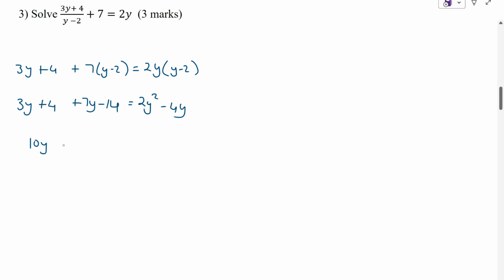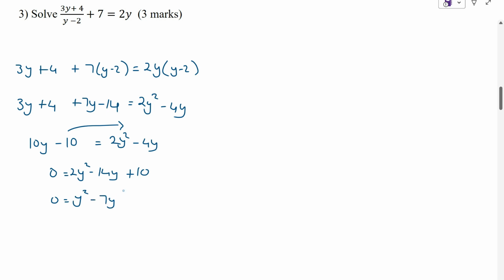Okay, that will be 10y minus 10 equals 2y squared minus 4y. Now, because we're solving for y, we want one side to equal 0. So let's take all of this over to the other side. So 0 equals 2y squared minus 4y minus 10y, which is minus 14y. And minus 10 becomes plus 10. These numbers are all divisible by 2. So let's go ahead and simplify, just so it's a bit easier to factorize.